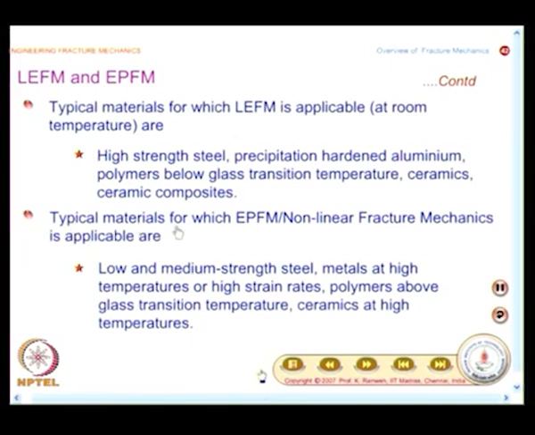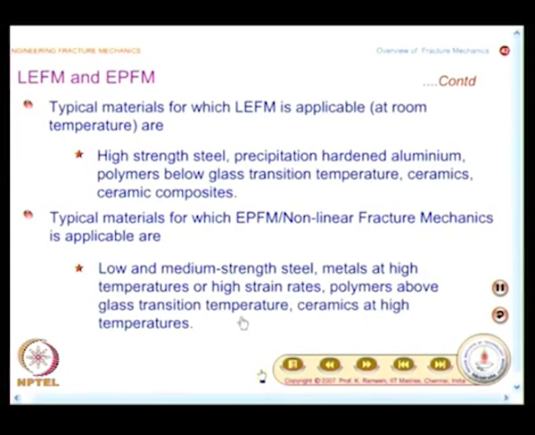The typical materials for which EPFM or nonlinear fracture mechanics is applicable are low and medium strength steel, and metals at high temperatures or high strain rates. These are all becoming very important. High strain rate is becoming very important when people want to find out the safety of structures against bomb blasts. These are all happening at very high strain rates. So, you need proper modeling, particularly as nuclear installations should be safe from a bomb attack.